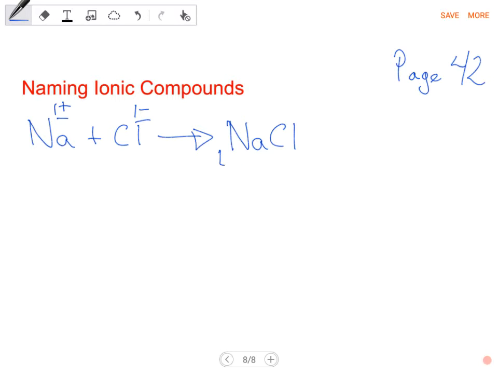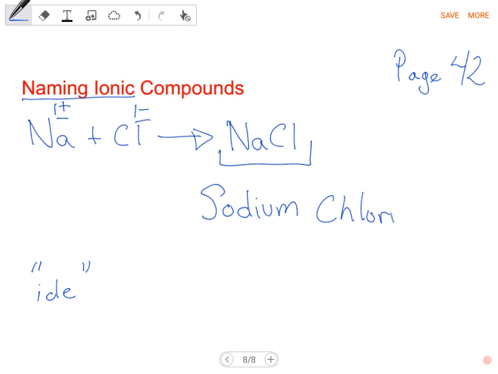Now, let's name it. Here is the rule. When you name an ionic compound, you simply write the metal as it is. So Na is sodium. Now, Cl, as you can see, is chlorine. What you do is you change the ending to "ide." So instead of chlorine, it's going to become chloride. Okay, sodium chloride.